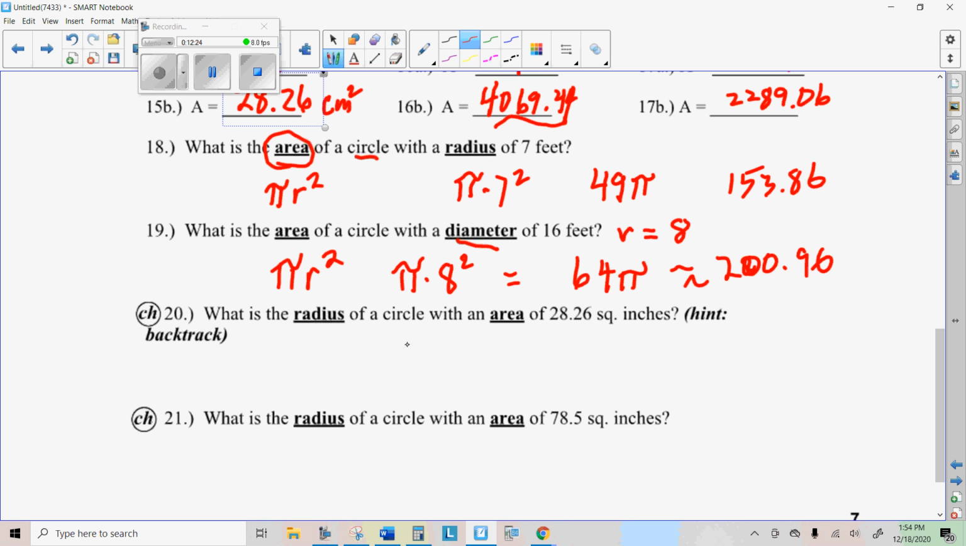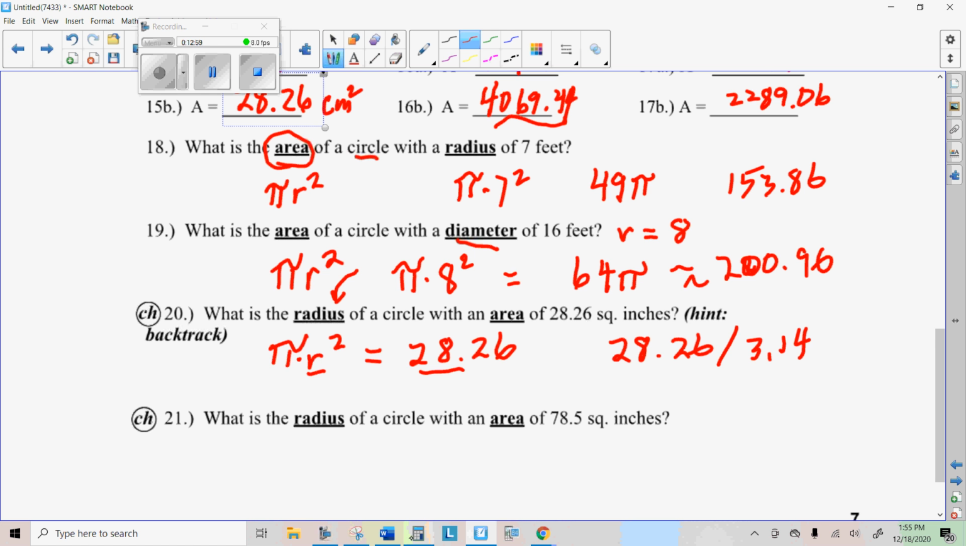Now we are backtracking here, right? Because we have the area. So I'm going to do this: pi r squared equals the area, which is 28.26. Now I need to figure out what the radius is. The way you backtrack one of these is we know what pi is, so let's take our 28.26, and since this is multiplication, when I backtrack I'm going to divide, so I'm going to divide that by pi.